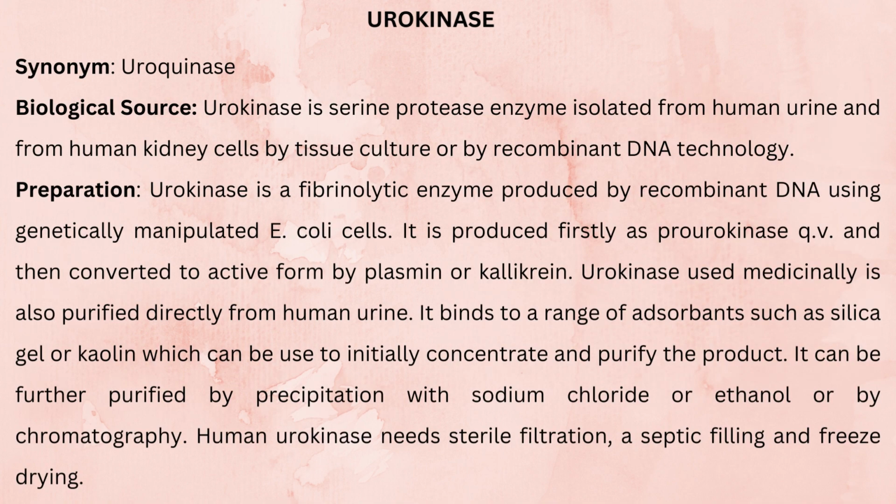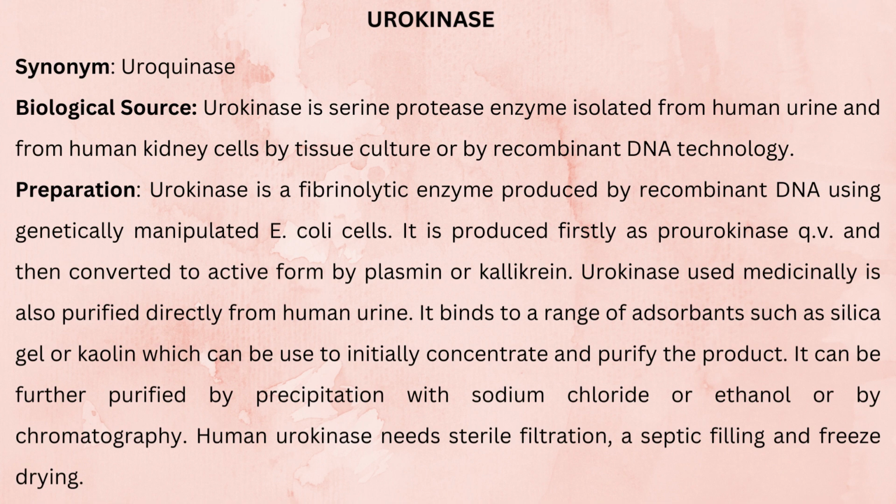The next enzyme is urokinase. It's a serine protease enzyme obtained from human urine and kidney cells, by tissue culture technology, and also by recombinant DNA technology. By using recombinant DNA technology, it is obtained from genetically manipulated E. coli cells, and it exists in two forms, a single peptide and a double strand peptide. The first produced is pro-urokinase, which is a single stranded peptide.